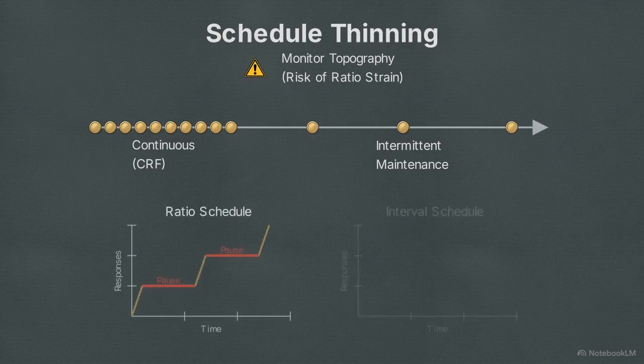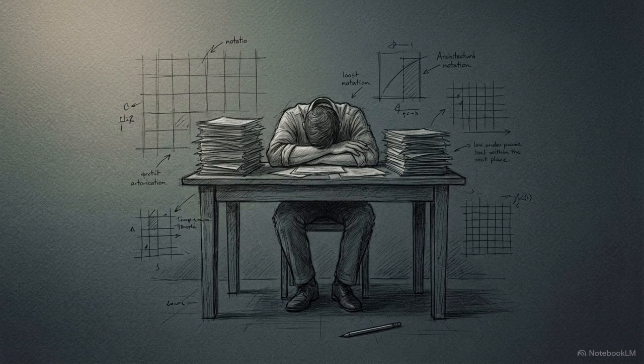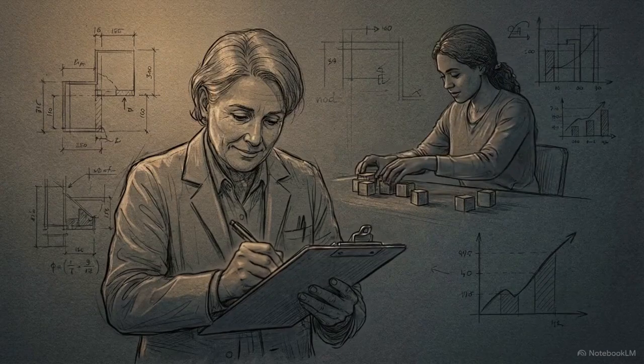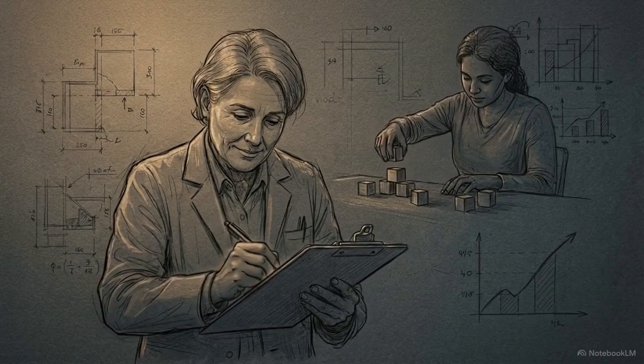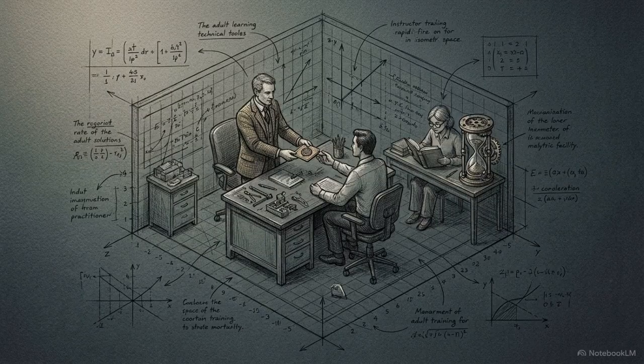A post-reinforcement pause indicates a ratio schedule. A scallop indicates an interval schedule. If the reinforcement schedule is thinned too quickly, the individual may experience ratio strain. This occurs when the increase in the required number of responses is too large for the behavior to be maintained. Ratio strain often leads to a resurgence of the original problem behavior as the new communicative response fails to contact reinforcement. Skill maintenance is influenced by how a practitioner manages the transition through these specific reinforcement schedules.